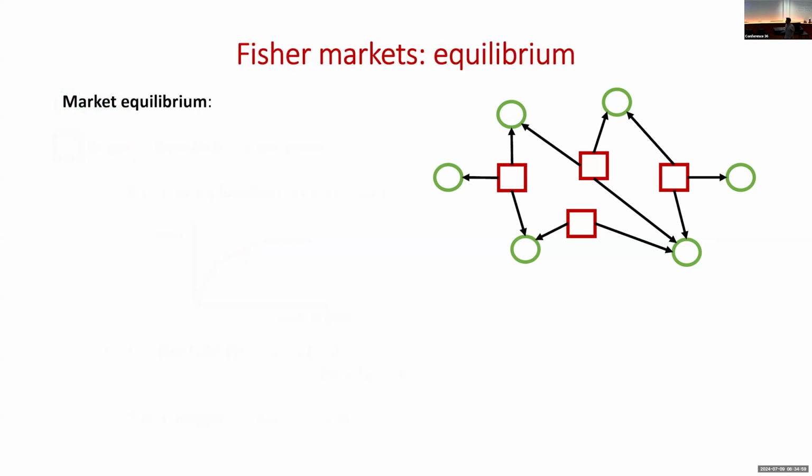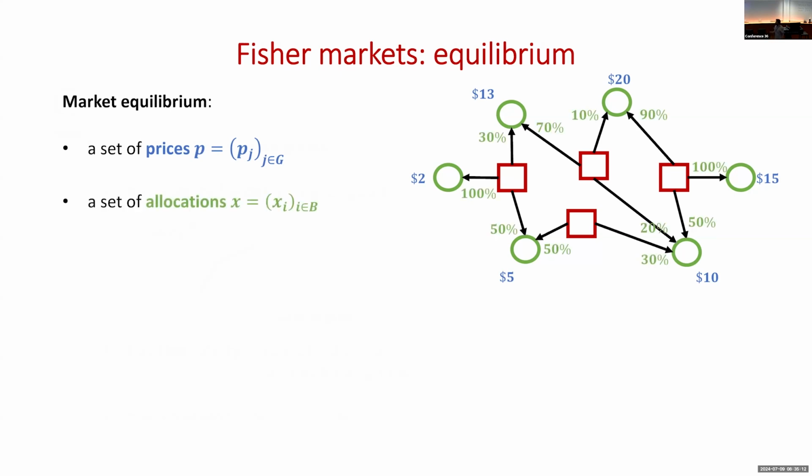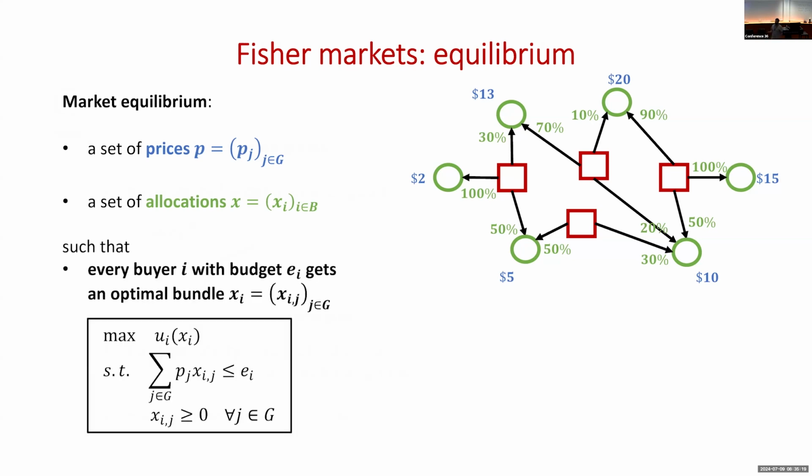Now, we desire a market equilibrium, and what is the market equilibrium in this setting? It's a magical set of prices, one for each good, and a set of allocations, all right, so what portion of each good will go to what buyer, such that first every buyer gets an optimal bundle x_i. Okay, so she tries to maximize her utility, and this is subject to respecting her budget.